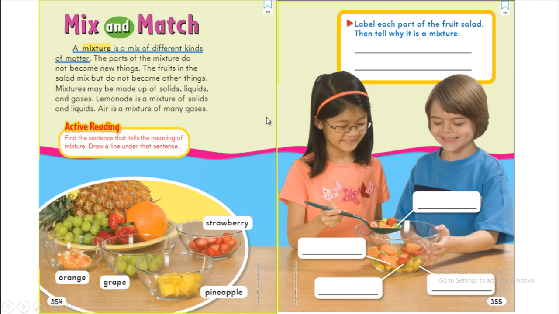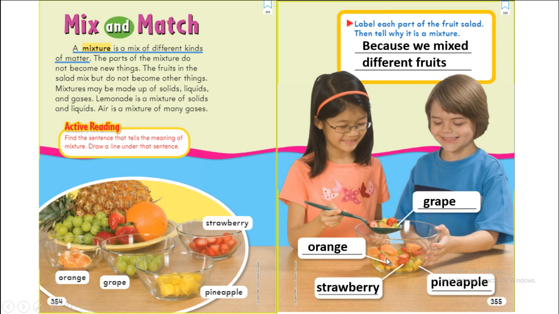Okay, now look at the boy and the girl. They are making a fruit salad, and we want to label each part that they have of the fruit salad here, and then we want to tell why we think this is a mixture. It is a mixture because they mixed different fruits together. What is this part here? Grapes. What is this part here? Orange. And this part here? Pineapple. And the last one is strawberry. So when we want to mix different things together, we are making a mixture.